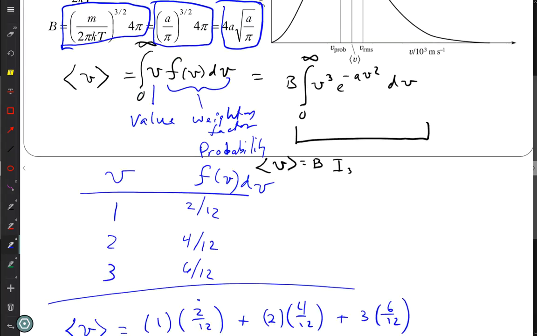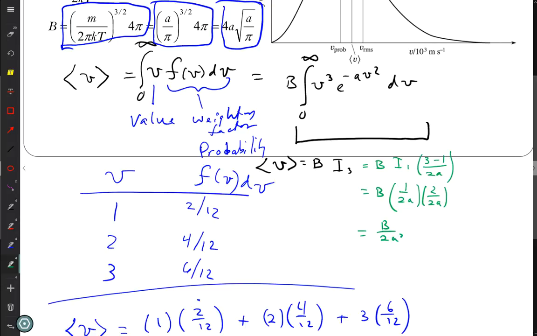Okay, so coming back to this, I had my expectation value was B multiplied by I3. I'm not going to put in my value for B until I determine what I3 is. I3 is going to be equal to I1 times 3 minus 1 over 2A. And so that's going to be B times, and what was the value for I1? 1 over 2A. So that's going to be equal to B over 2A squared.